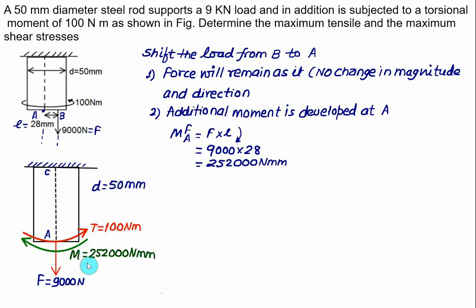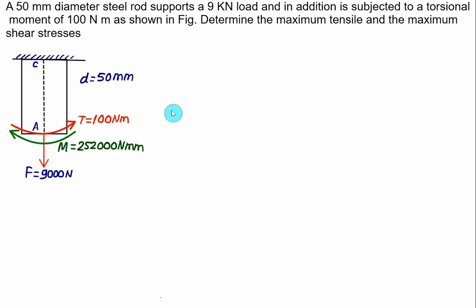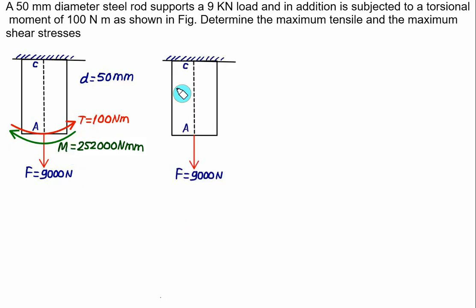Because of the torque, the shear stress is produced. Because of the bending moment, the bending stress will be produced, and because of the force F, the axial stress is produced, which is tensile in nature. So you have to first calculate the axial stress. Over the entire cross section, due to the force F, tensile stress is produced, and this stress is uniform everywhere, that is throughout the cross section.